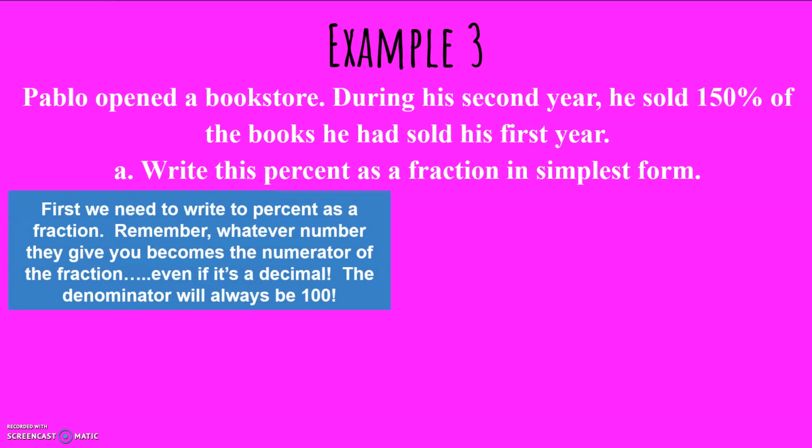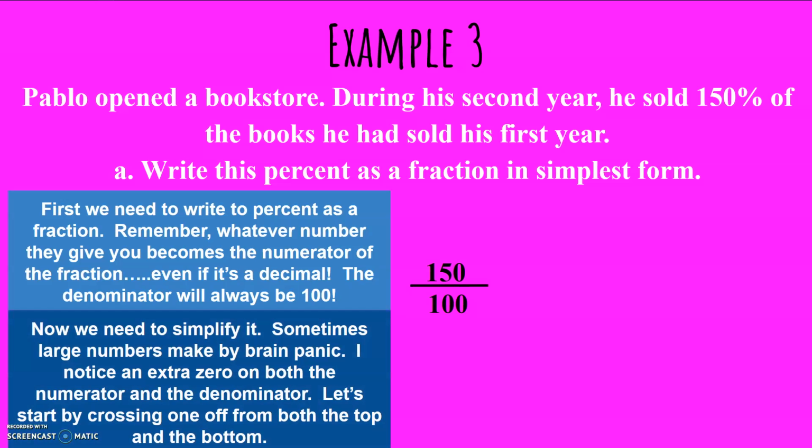First, we need to write the percent as a fraction. Remember, whatever number they give you becomes the numerator. Even if it's a decimal, it's not a decimal this time. It is over 100, which is going to be the denominator. So we end up with 150 over 100. Now we need to write that in simplest form.